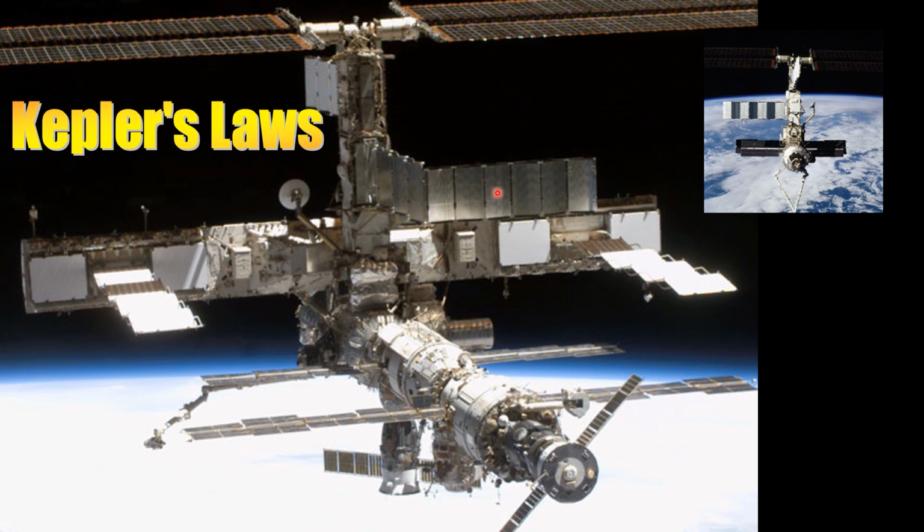These parts here are solar panels that power the station, and the living quarters are basically in here. And even since this picture was taken, there have been more parts and components added to the station. Now, the reason we're showing you this is a satellite of the Earth.